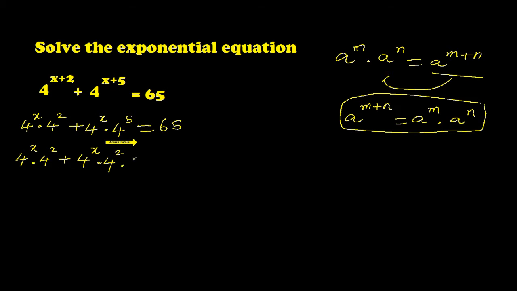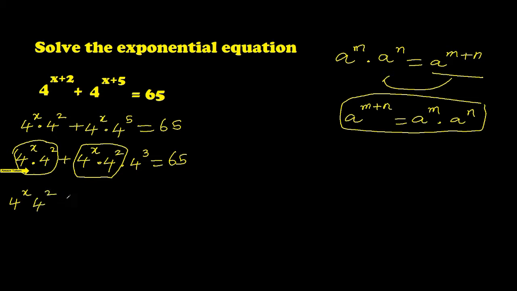It's multiplication. Why am I rewriting this way? So that the greatest common factor can be taken out from the two terms. So that is the reason I have rewritten 4 power 5. So 4 power 5 can be written as 4 squared and 4 cubed. Now the greatest common factor is 4 power x times 4 squared, which is 16. I am going to write it.